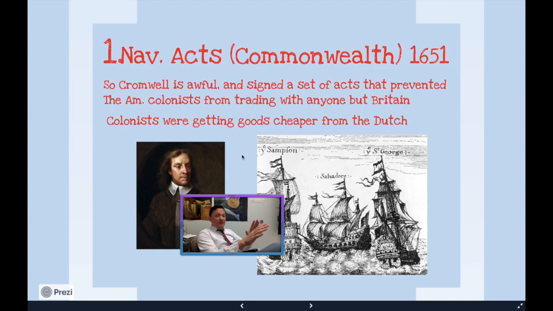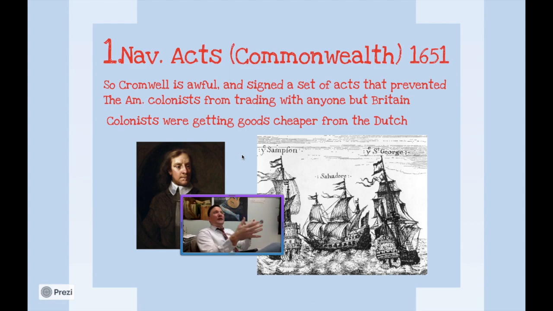Now, this is going to be a really big deal because colonists were already getting goods cheaper from somebody else. They were getting goods cheaper from the Dutch, okay? This is going to anger them pretty significantly. The colonists are like, we live 2,000 miles away from you. Why are we worried about buying English goods and keeping your economy running when we've got to worry about our own economy? We're very far apart. We're practically two different countries. So let us actually operate freely, right?